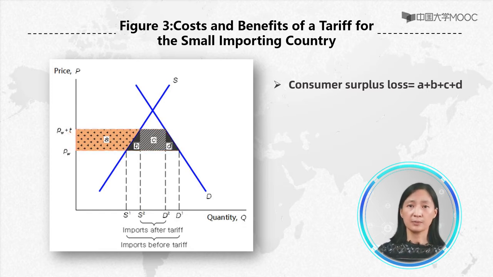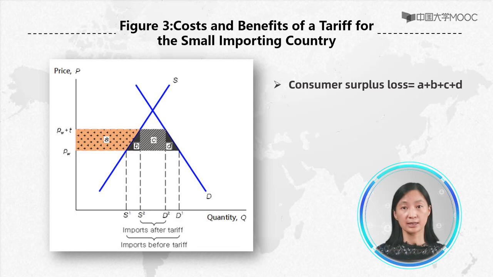For the domestic producers, they receive a higher price and therefore have a higher producer surplus. In Figure 3, before the tariff, producer surplus was equal to the area below PW but above the supply curve, with the price rising to PW plus T.